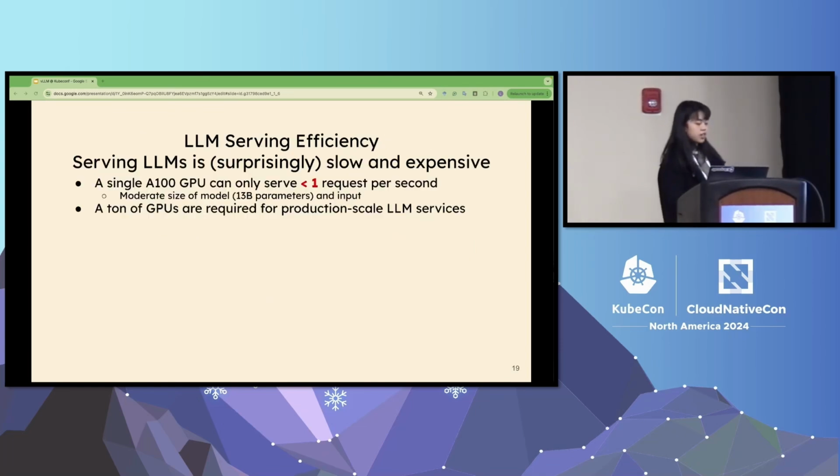And the last challenge I want to mention today is about LLM serving efficiency. Serving large language models is surprisingly slow and expensive. Before vLLM, let me give you a concrete example.